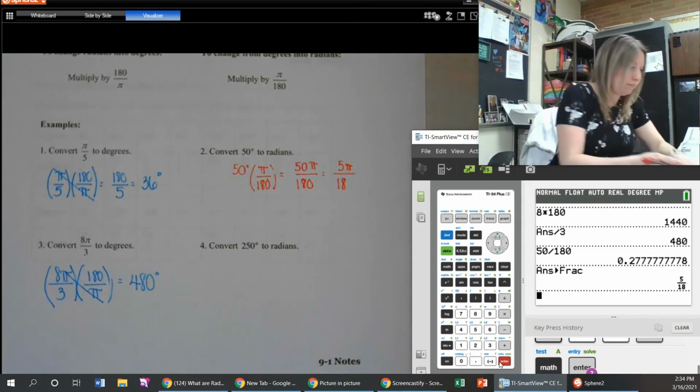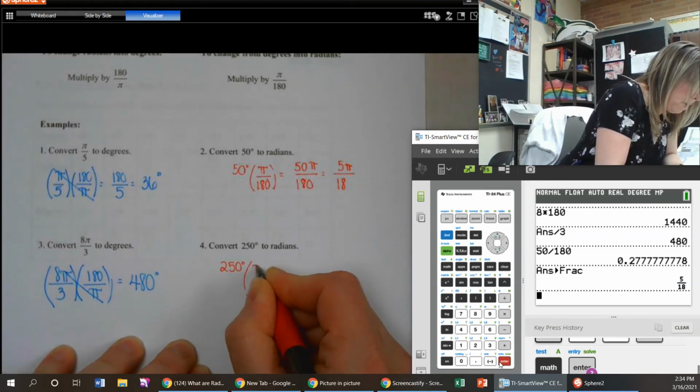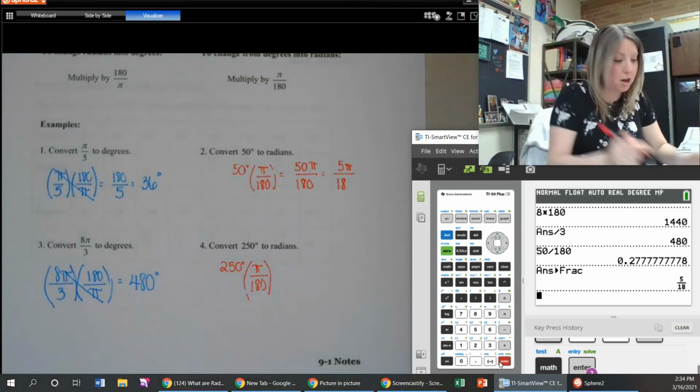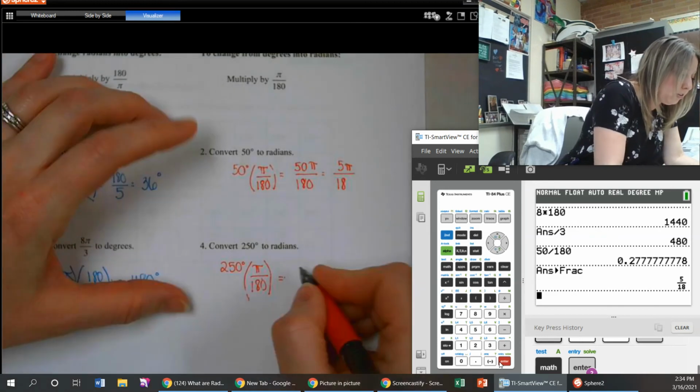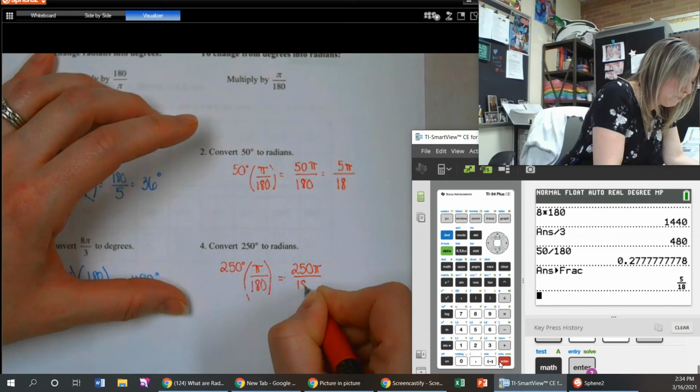Let's do it again. 250 degrees in your circle, right, is multiplied by pi over 180. Now, again, I know that the pi needs to be on top because I'm taking degrees and converting it into radians. So essentially, I get this 250 pi over 180.